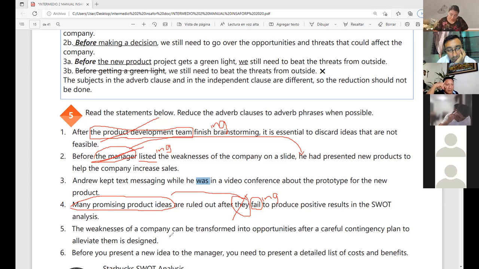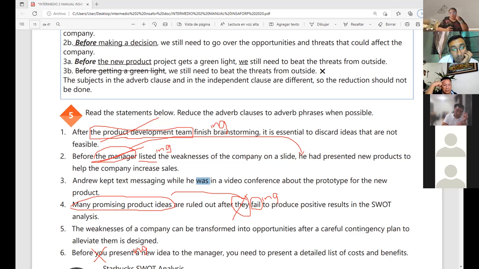And the last one: before you present a new idea to the manager, you need to present a detailed list of costs and benefits. Can we reduce here? Yes. Before presenting a new idea to the manager, you need to present a detailed list of costs and benefits. Perfect. So what is the subject that we need to eliminate? Before you or you need? This one, exactly. And then we have the ing form.